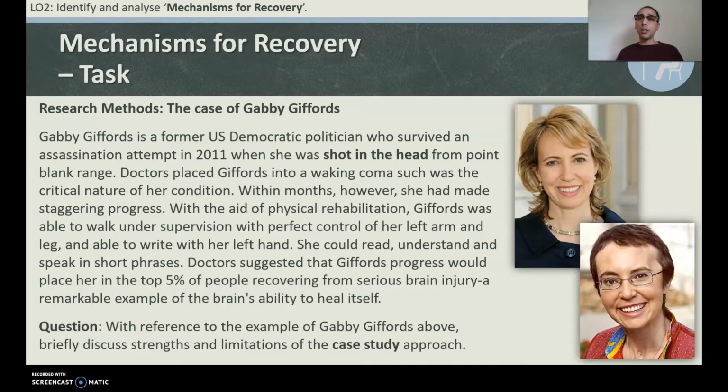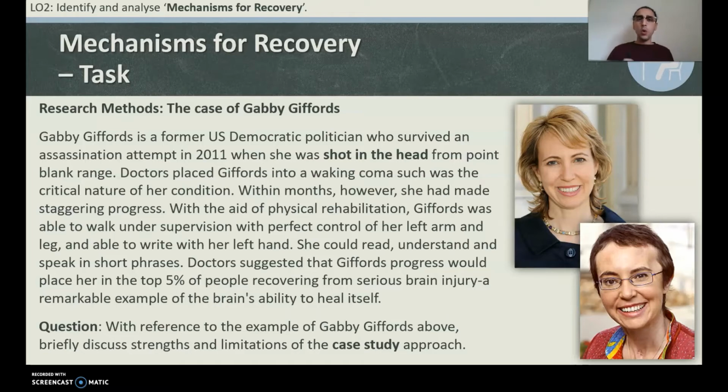So it was absolutely incredible that Gabby Giffords actually managed to survive, and not just survive. She didn't survive and stay in a coma for the rest of her life, bedridden. She actually had the ability to walk with rehabilitation and to write and to move many parts of her body, as well as having relatively good mental faculties.